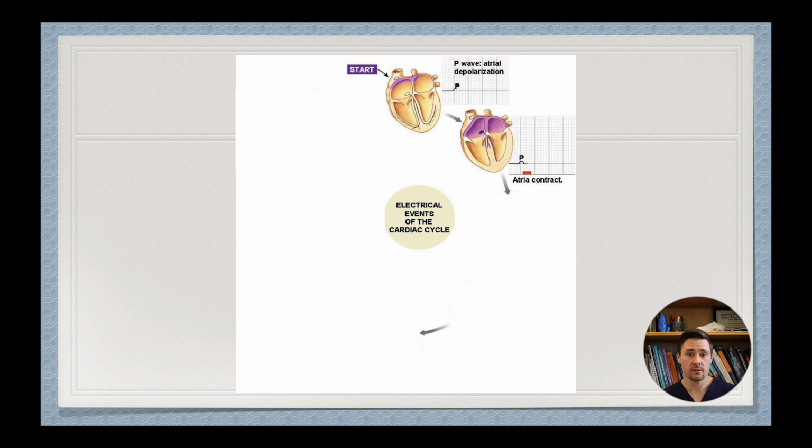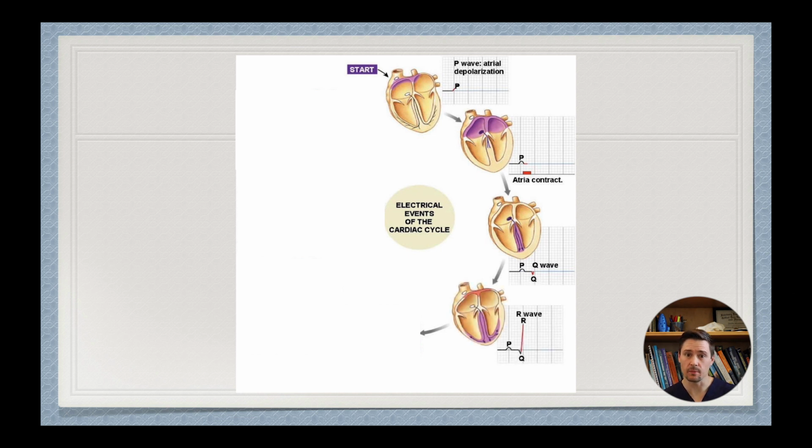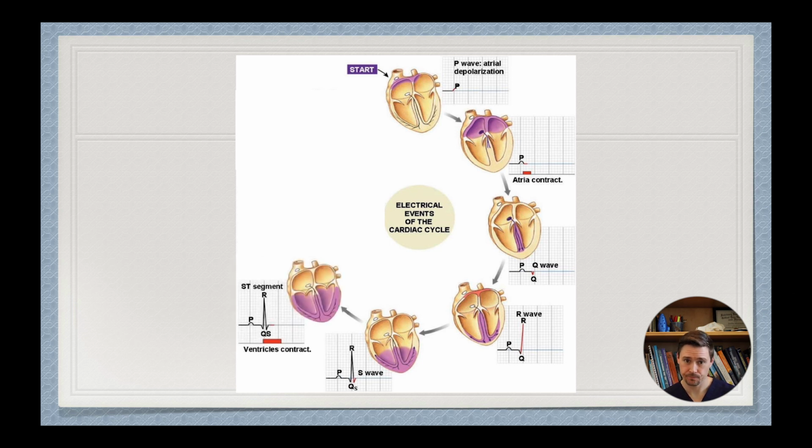The AV node fires and relays the electrical signal to the bundle of His, and at this point our QRS complex starts to fire, with its Q happening as the bundle of His conducts the electrical signal through to the Purkinje fibers. Now we have our R wave, and the Purkinje fibers relay that to the rest of the ventricles following the S wave. This is when the ventricles contract, as you can see in the diagram.